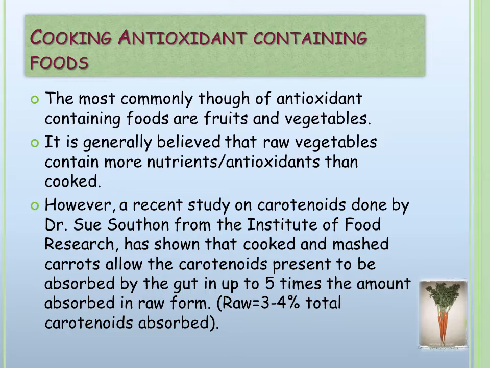When you think of healthy antioxidant-containing food, you commonly think of raw fruits or vegetables. The general thought is that raw vegetables contain more antioxidants than cooked. However, a recent study has shown that the amount of absorption that occurs, which is a key factor in the bioavailability of the nutrients for the body's use, can be altered by as much as 5 times when the carotenoid-containing carrots were cooked and mashed versus raw.